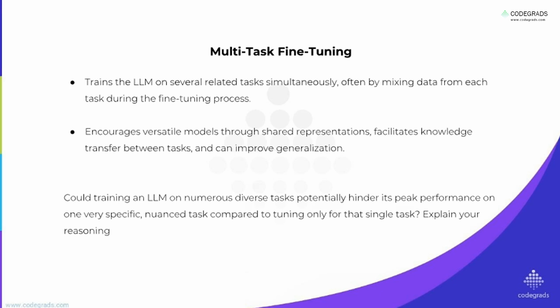But could training on many diverse tasks hinder peak performance on one very specific, nuanced task? Potentially, yes. It's like trying to be a world-class expert in 10 different fields simultaneously. While the model becomes more versatile, it might not achieve the absolute pinnacle of performance on one ultra-specific task compared to a model hyper-focused only on that single task. The shared learning might lead to some compromises.